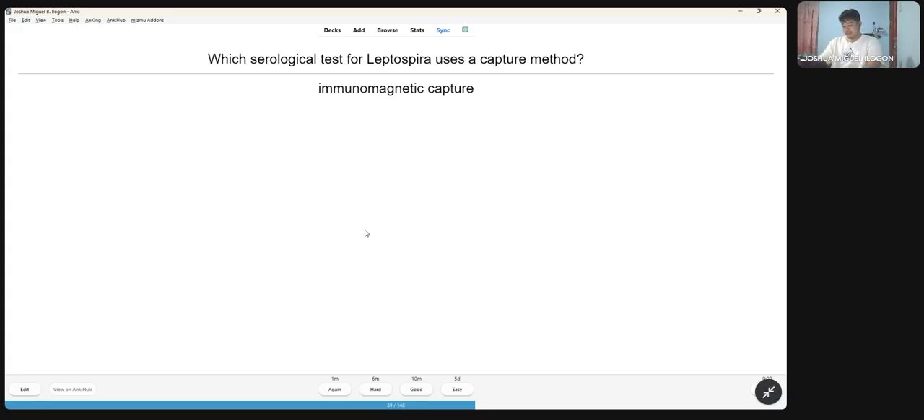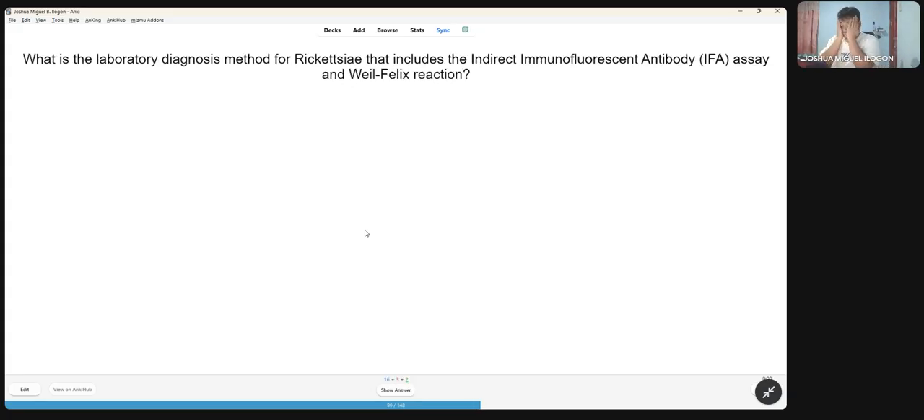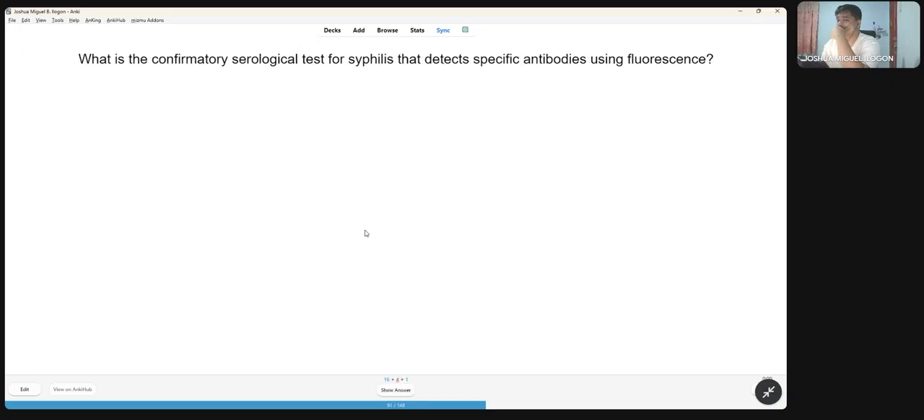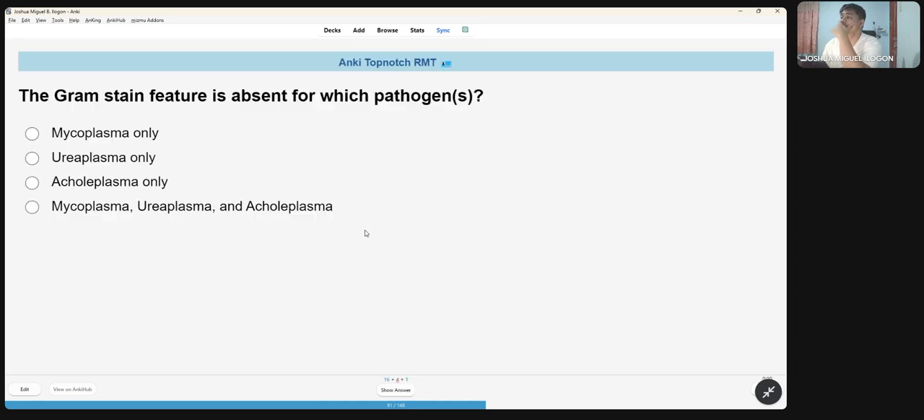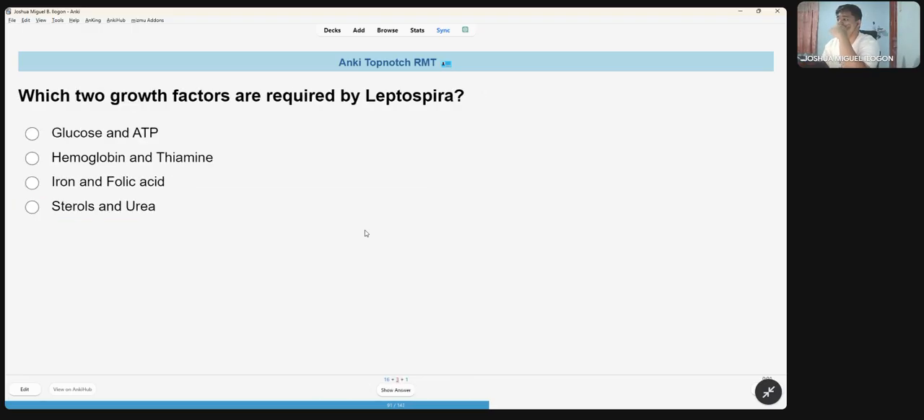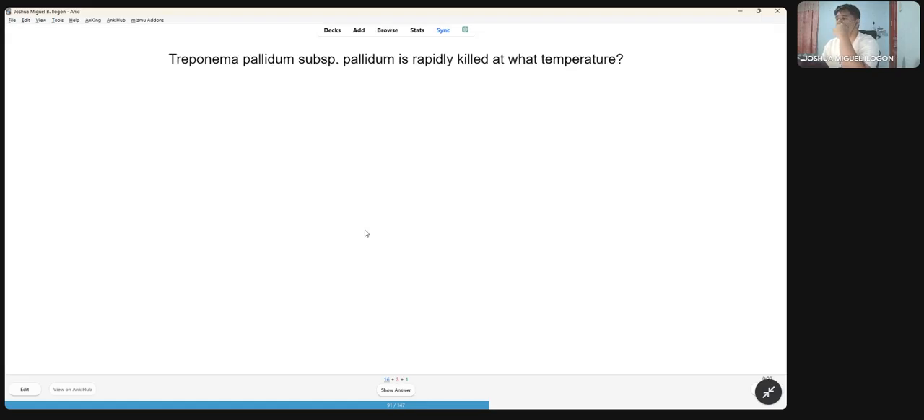Hemoglobin and thiamine. Okay. Serologic. Fluorescence antibodies. Gram-stain HA cells for which pathogens? Hemoglobin and thiamine. Okay, whatever.